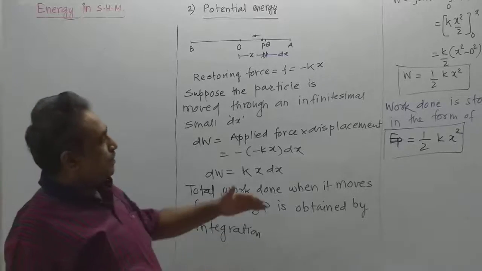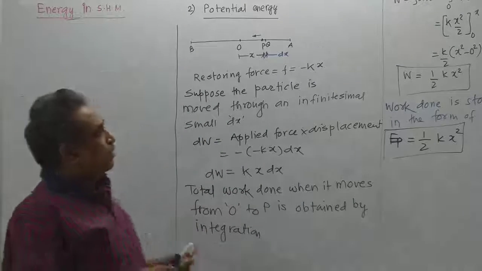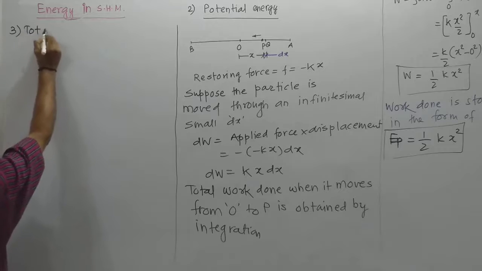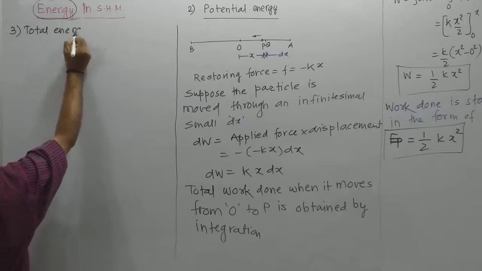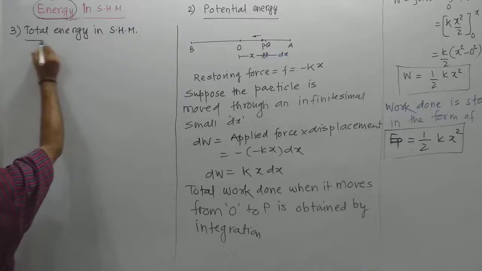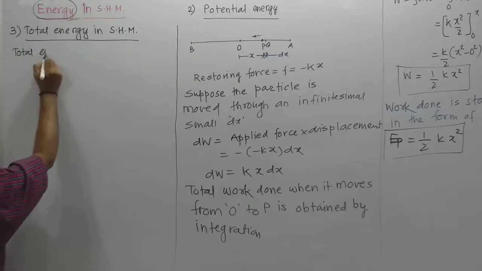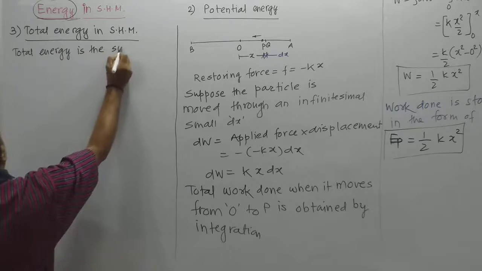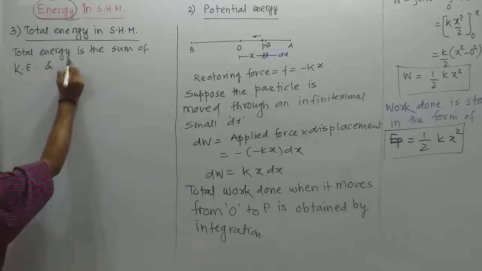Now we have obtained expression for kinetic energy as well as potential energy. Now we shall study the total energy in SHM. Our focus is to study total energy in SHM. Total energy is the sum of kinetic energy and potential energy.